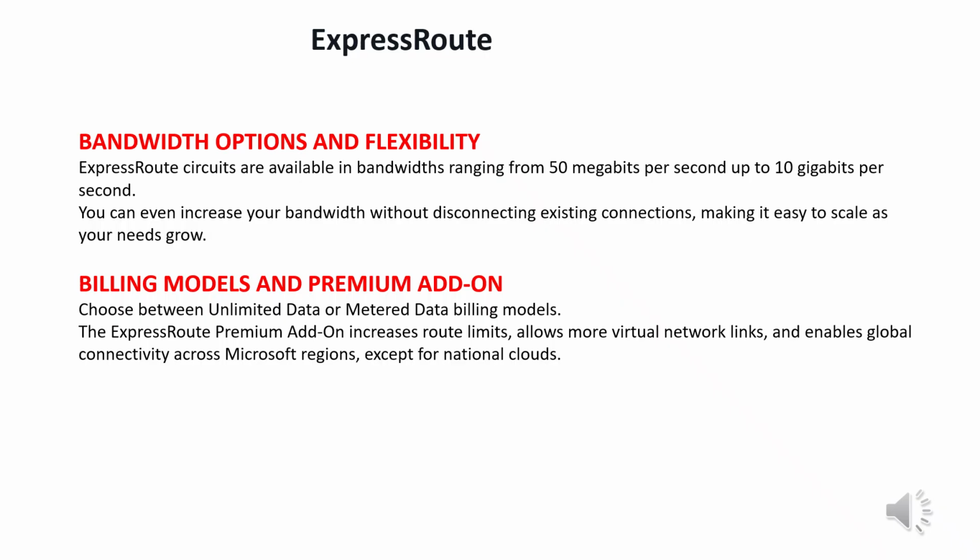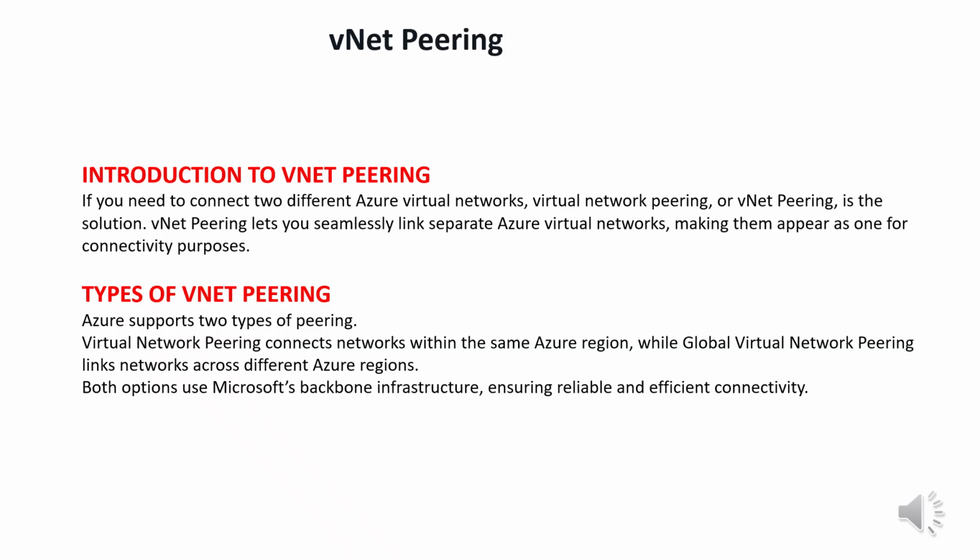If you need to connect two different Azure virtual networks, Virtual Network Peering, or VNet Peering, is the solution. VNet Peering lets you seamlessly link separate Azure virtual networks, making them appear as one for connectivity purposes. Azure supports two types of peering. Virtual Network Peering connects networks within the same Azure region, while Global Virtual Network Peering links networks across different Azure regions. Both options use Microsoft's backbone infrastructure, ensuring reliable and efficient connectivity.